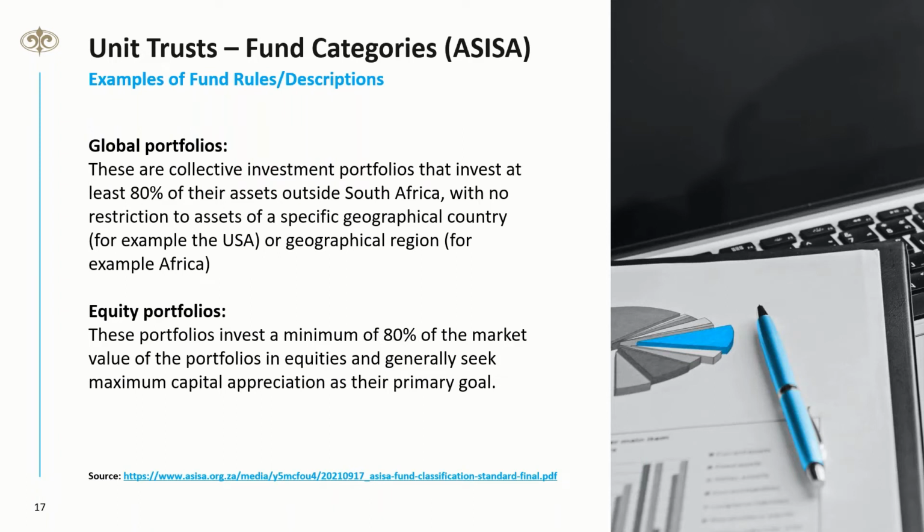As further examples of fund classification from the ASISA document, in this slide I show you extracts of fund rules or limitations which are put in place. For instance, an equity fund needs to invest a minimum of 80% in equities, and a global portfolio needs to invest at least 80% of its investors' money outside of South Africa. Naturally, these rules or limitations are sensible to ensure that investors can't be misled into investing in an incorrect fund. By way of the fund name and the investment objective, which I showed in the previous slide, they can have a firm expectation of the kind of underlying investment that the fund will hold at all times.